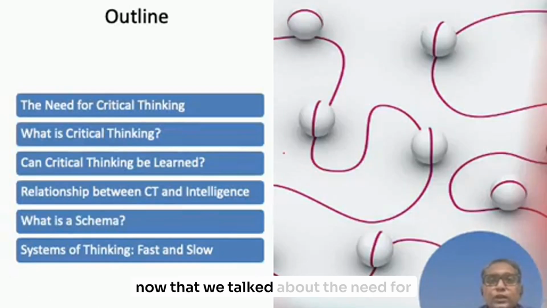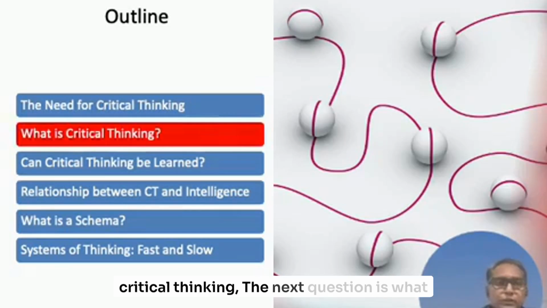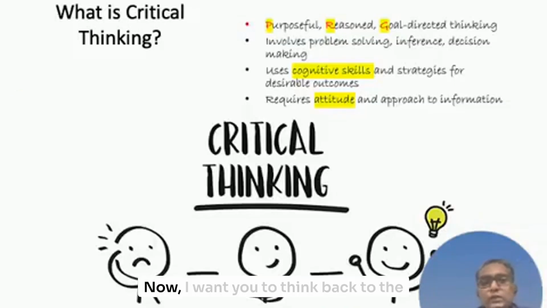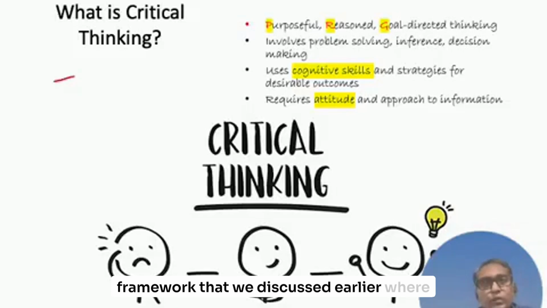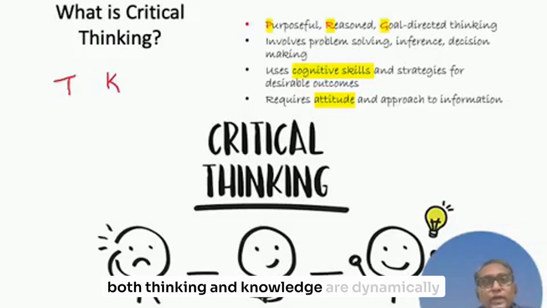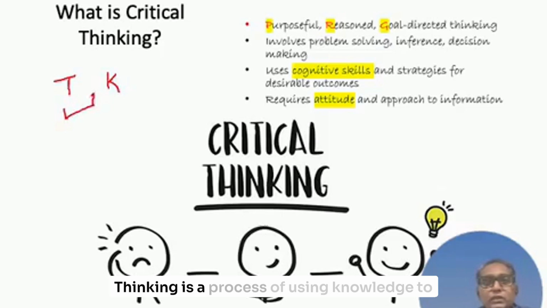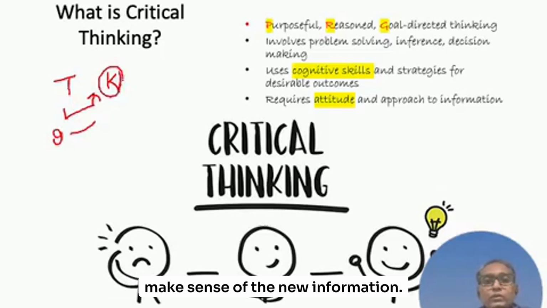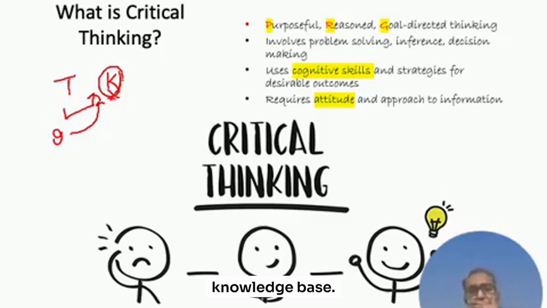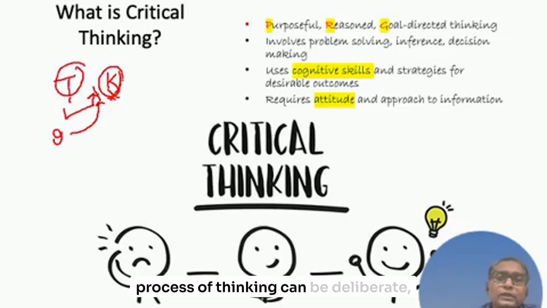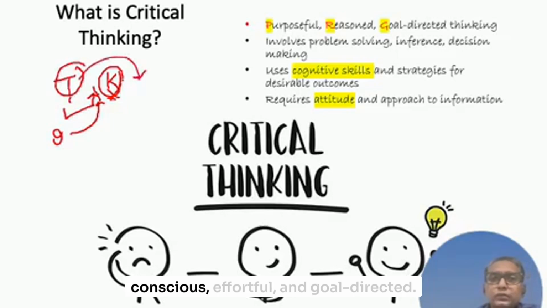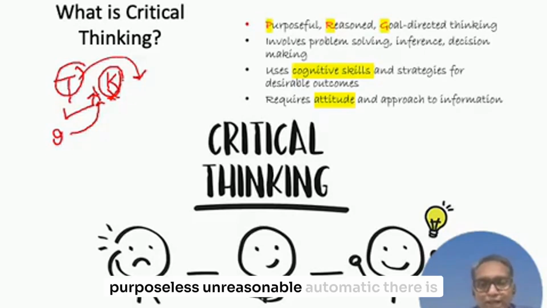Now that we talked about the need for critical thinking, the next question is, what is critical thinking? Now, I want you to think back to the framework that we discussed earlier, where both thinking and knowledge are dynamically related. Thinking is a process of using knowledge to make sense of the new information. In doing so, you're also updating the knowledge base, right? Now, the process of thinking can be deliberate, conscious, effortful, and goal-directed, or it could be purposeless, unreasonable, automatic.